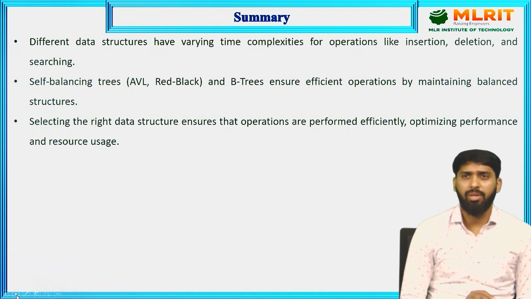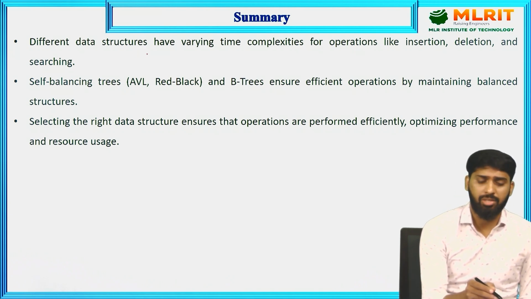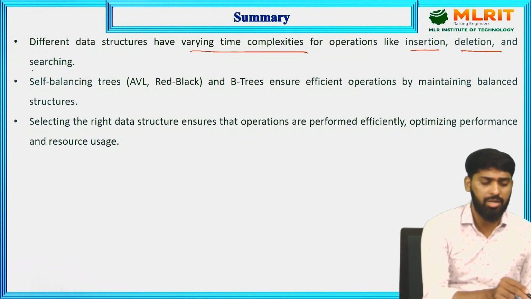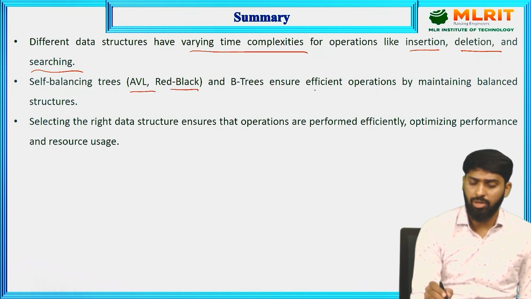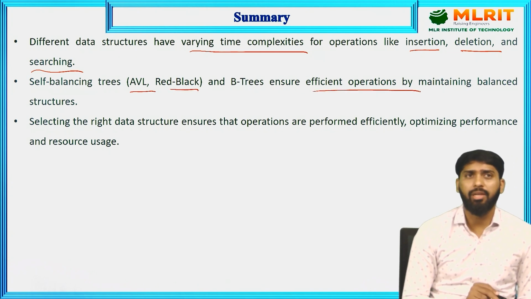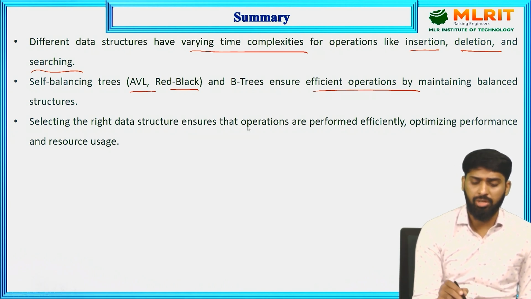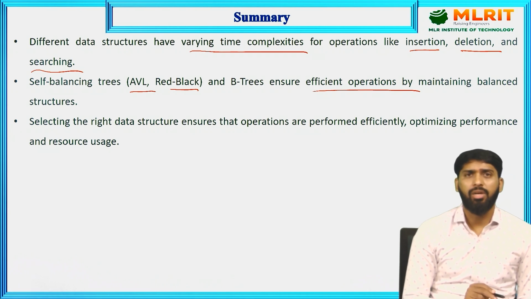Now coming to the summary of this session. In this session, we discussed different data structures. These data structures have varying time complexities for operations like insertion, deletion and searching. Self-balancing trees, AVL, red black and B trees, ensure efficient operations by maintaining balanced structures, and selecting the right data structure ensures that operations are performed efficiently, optimizing performance and resource usage.